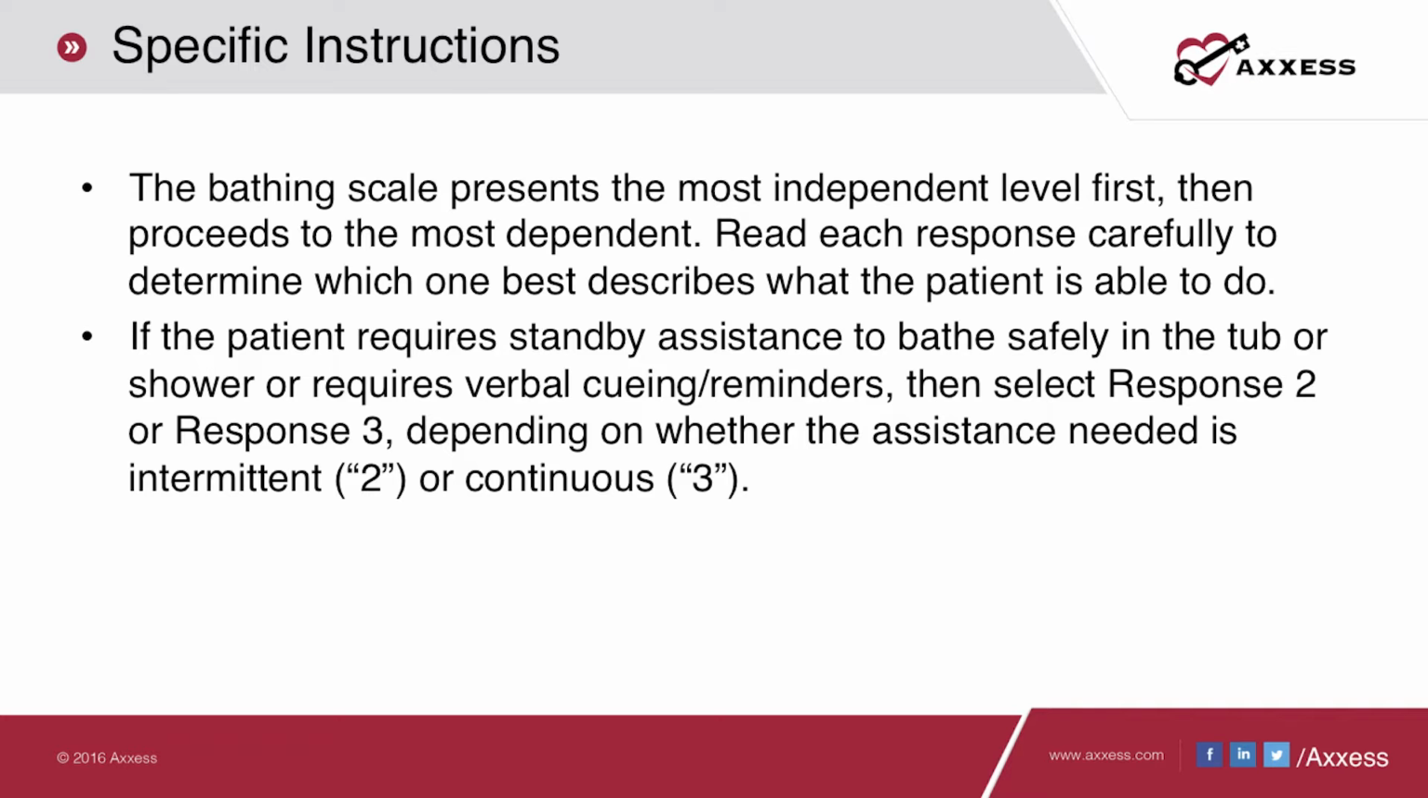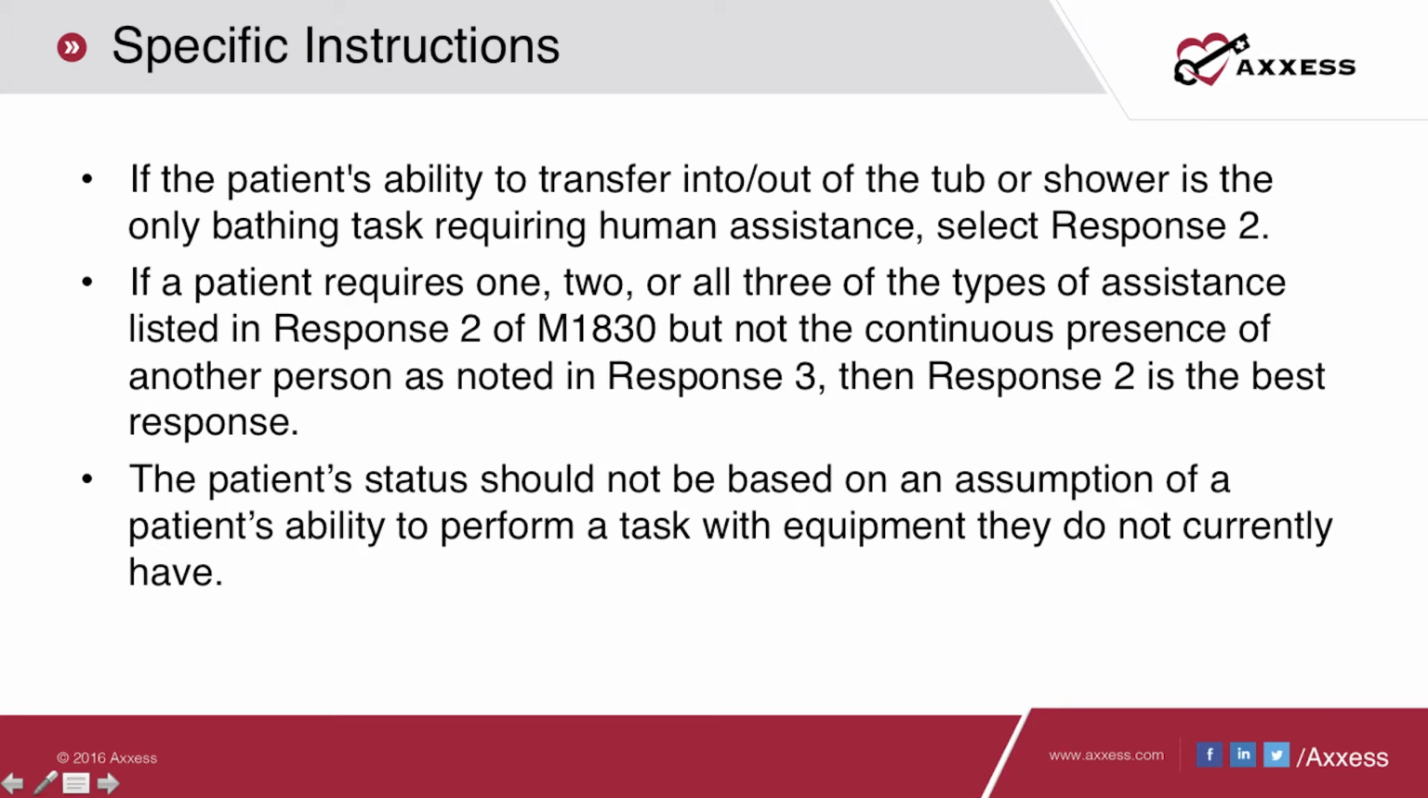The clinician should read each response very carefully to select the item that best describes their patient. Response 2 should be selected if the patient requires intermittent assistance from another person. Response 3 is more appropriate if the patient requires continuous assistance from another person. If the patient's ability to transfer in and out of the tub is the only bathing task that requires assistance, then Response 2 should be selected.